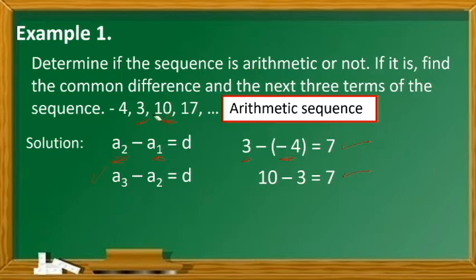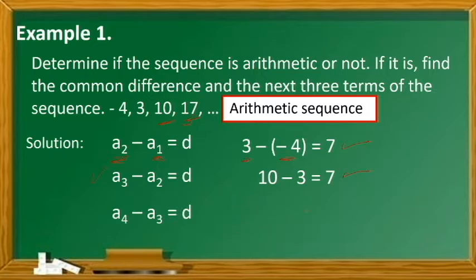Let us now subtract the third term from the fourth term. So we have a sub 4 minus a sub 3 equals d. Again, a sub 4 minus a sub 3, and not a sub 3 minus a sub 4. That concept is again a wrong concept. It should be a sub 4 minus a sub 3. So let's continue.